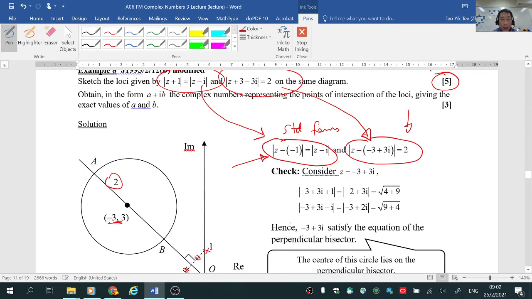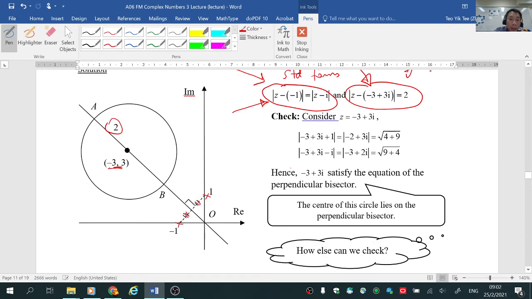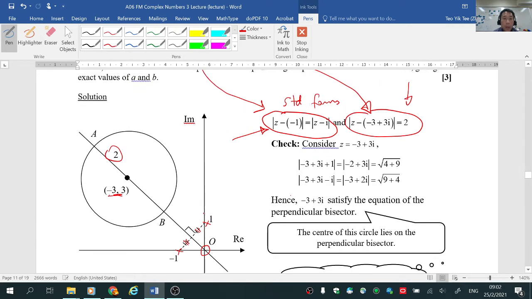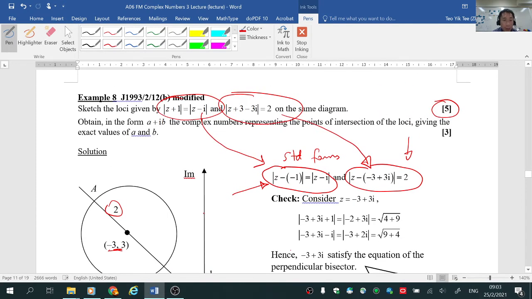Thereafter, important thing, make sure that your circle, if it's not supposed to hit the origin, doesn't hit the origin. Your perpendicular bisector is supposed to hit the origin, it must pass through the origin. So this is your first 5 marks.